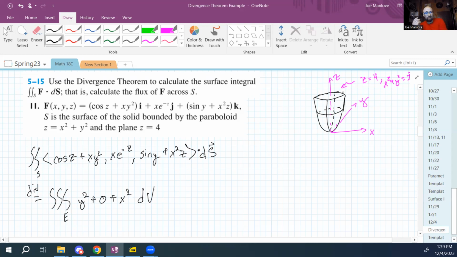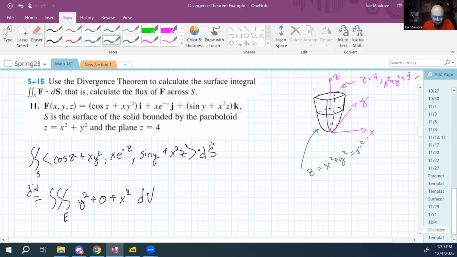Okay, now I need to pick a coordinate system. That thing there probably lends itself to cylindrical, because if I look at this bottom shape, z is x squared plus y squared, and x squared plus y squared is actually just r squared.